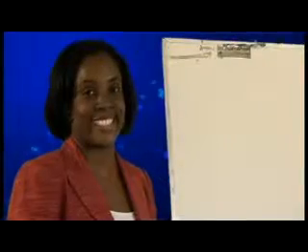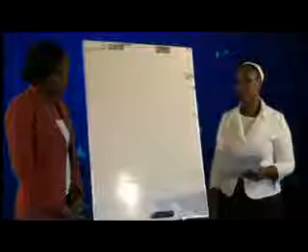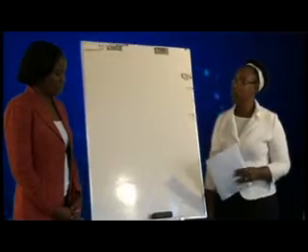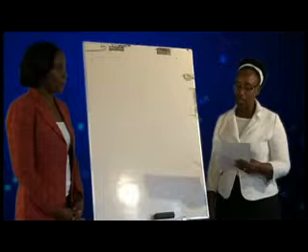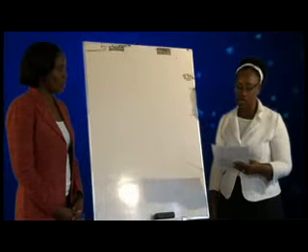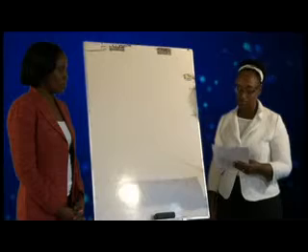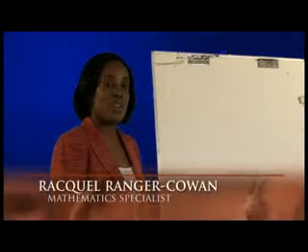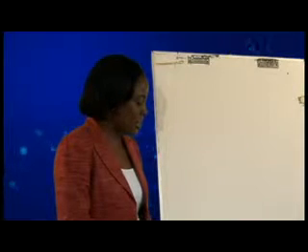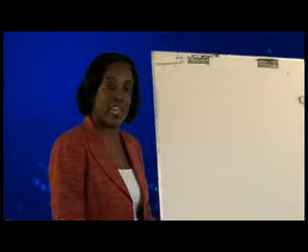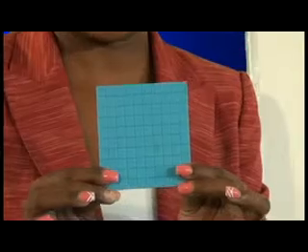Welcome back. We're here in studio with Raquel Ranger-Cowan, our math specialist for this session. Welcome, Raquel. Thank you. Our first question comes to us from a student in Clarendon, and it asks, when is it important to put a 0 in the answer when one divides numbers like 612 divided by 6? Now, students, we're going to be illustrating with some base 10 pieces.